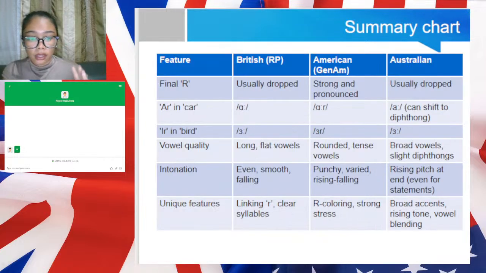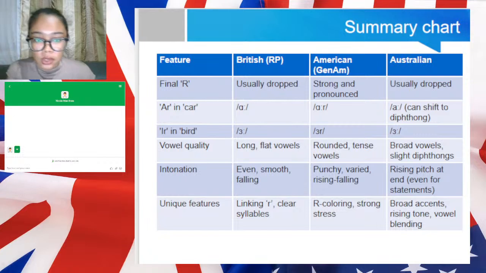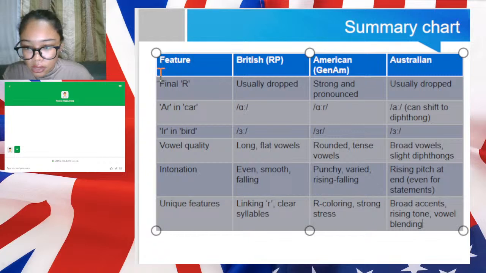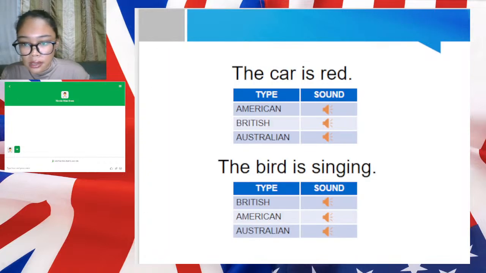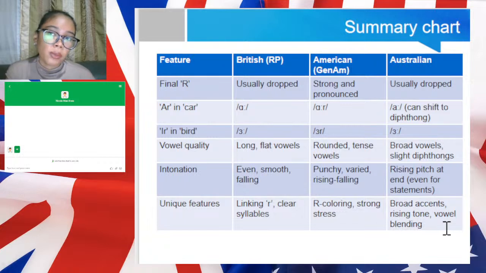All right. To identify the differences between the sentences that we provided on the different regional accents, here is a summary chart for all sentences. For the two sentences here, the car is red and the bird is singing, we will not identify it one by one, but we'll try to see the prominent features and differences from the sentences. Okay.